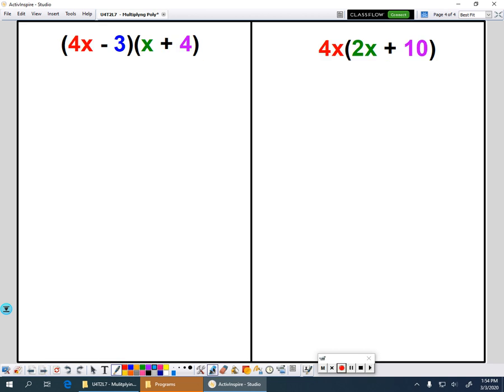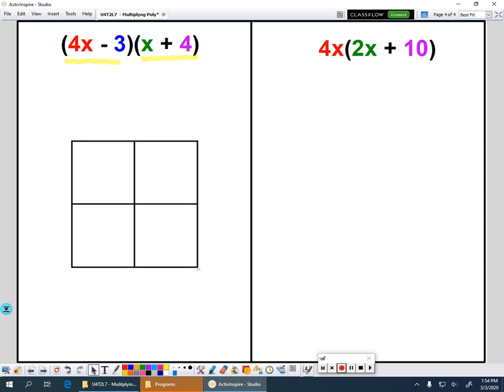So looking at this problem on the left, I notice we have 2 terms and 2 terms. So my box should be 2 by 2. I'm going to take my first expression, 4x minus 3, and put it on the top of my boxes. I'm going to take my second expression, x plus 4, and put it down the side. And now we need to multiply. x times 4x, remember, this x is like a 1x. That's an invisible 1 in front of it. So 4 times 1 gives me 4x squared.